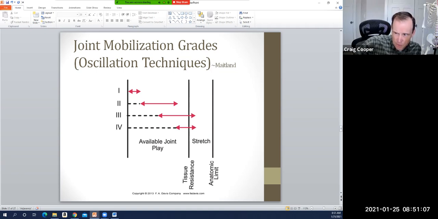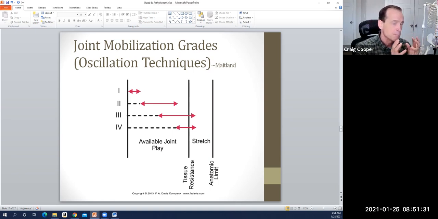So these are 1, 2, 3, 4s. Grade 5 is another one, and that's a high velocity, low amplitude thrust. And so that's what you do when you're actually trying to get a joint to pop. We take up all the slack in it, and then we do a quick, really forceful, high velocity, low amplitude movement to basically push the extremes.